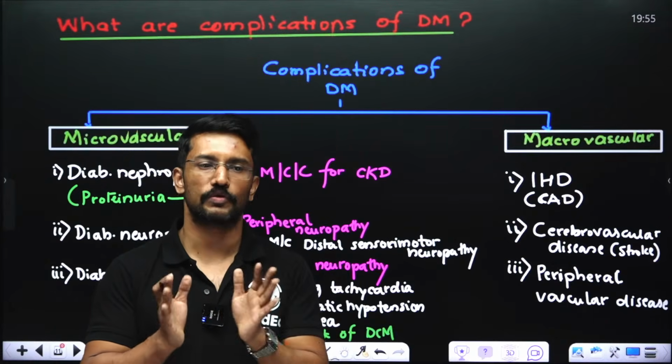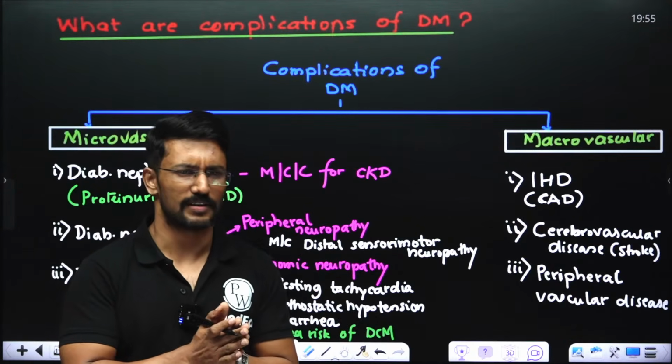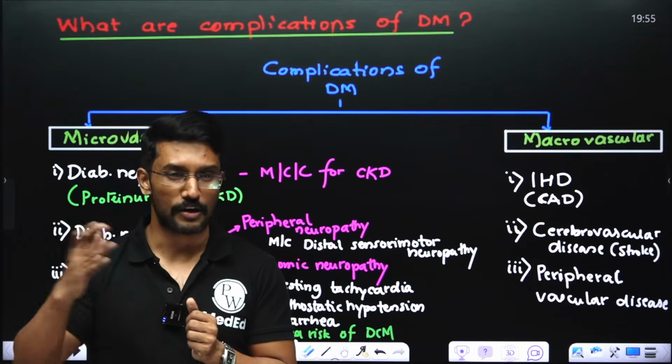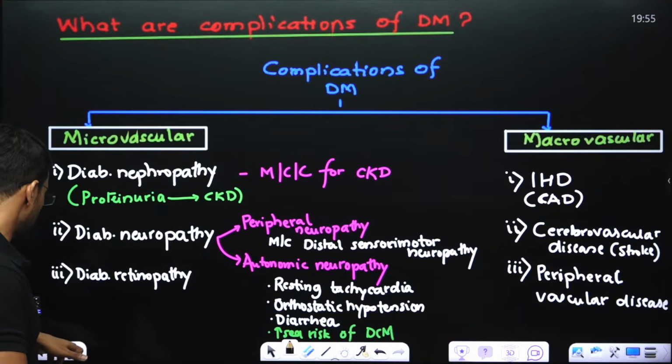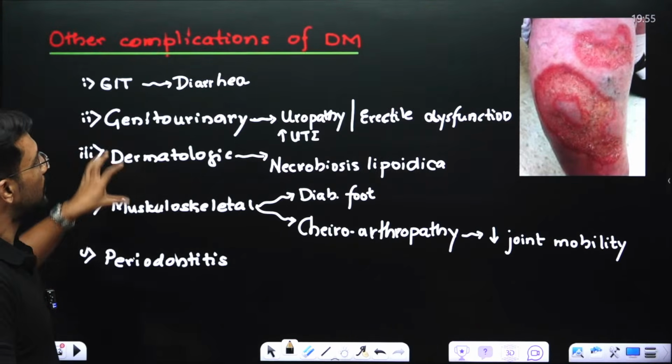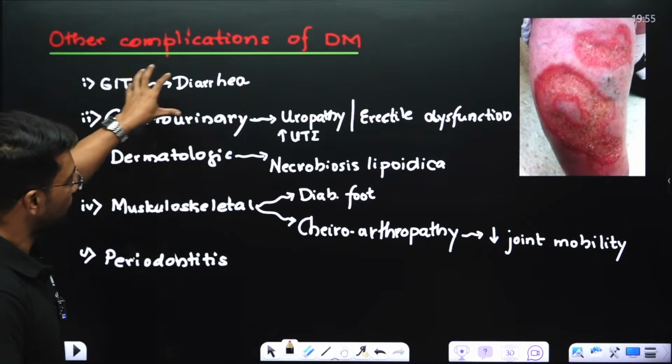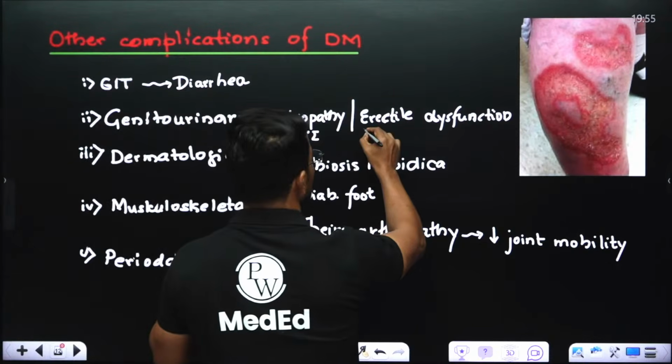The most common cause for polyneuropathy is diabetes mellitus itself. B12 deficiency, lead neuropathy, they're all relatively rare. Diabetes is the most common cause for polyneuropathy. Apart from this, diabetes can also lead to diarrhea and erectile dysfunction.